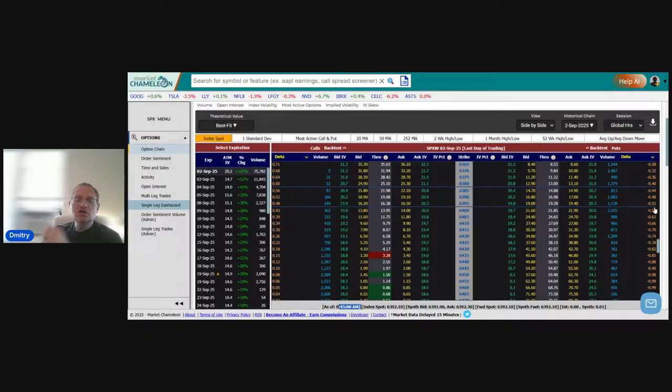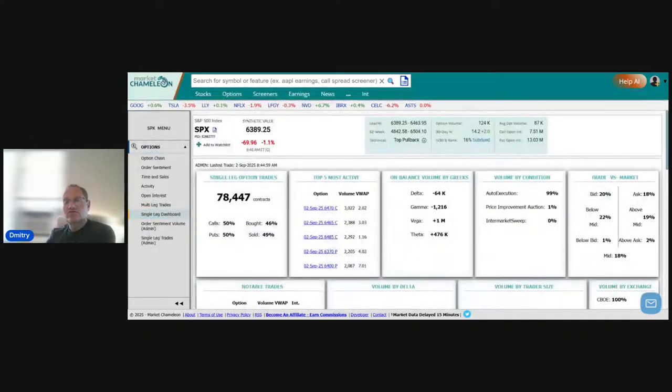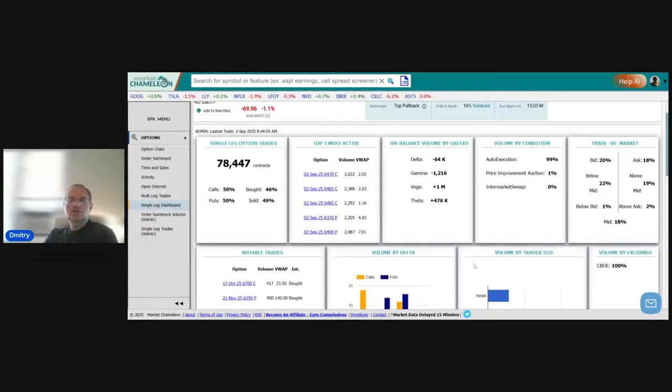If we click on this, this will give us a breakdown of the option trading based on single leg trades, buying or selling a call or put option. Because we could have option trades that are multi-leg trades, which are spreads, involving more than one leg to execute the trade. And here, we're just going to go over a few of these analytics. One of them is the top 5 most active options.